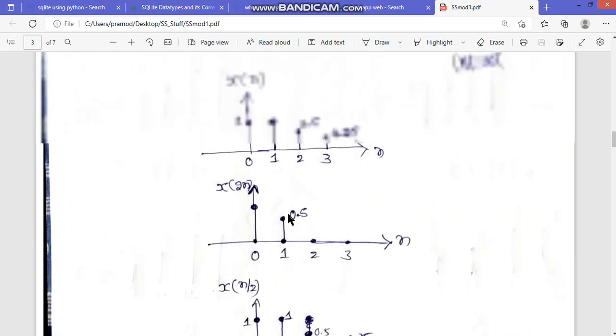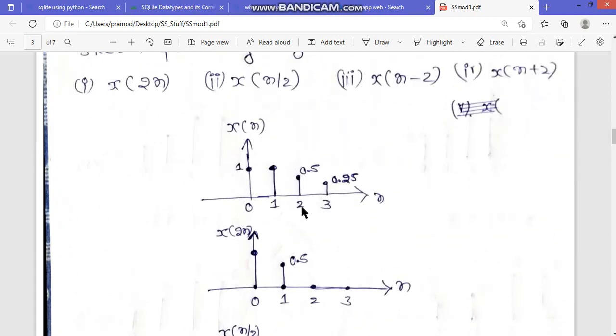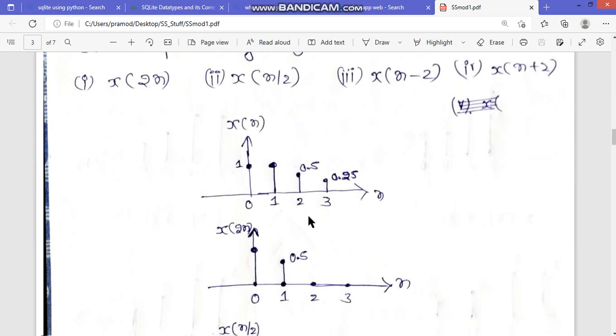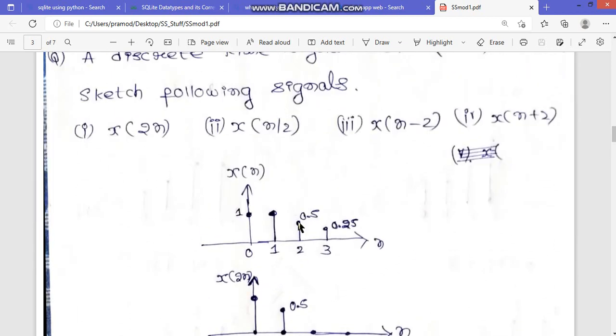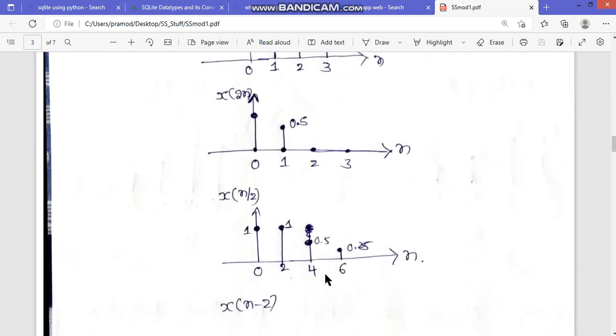Next, when the value of n is 2, 2 into 2 is 4, right? So at 4 you have 0.5. And when the value of n is 3, remember why we are multiplying: in the signal they have given n by 2, so you have to multiply. This is the shortcut. Otherwise you have to follow the method which I explained in the beginning. So when n is 3, 3 into 2 is 6. At 6, this value is 0.25. So we got x of n by 2 like this.